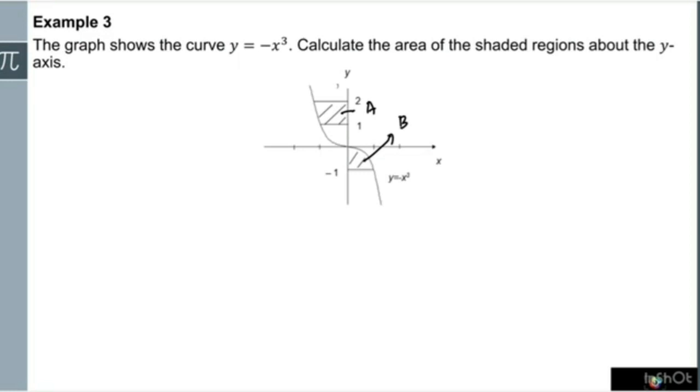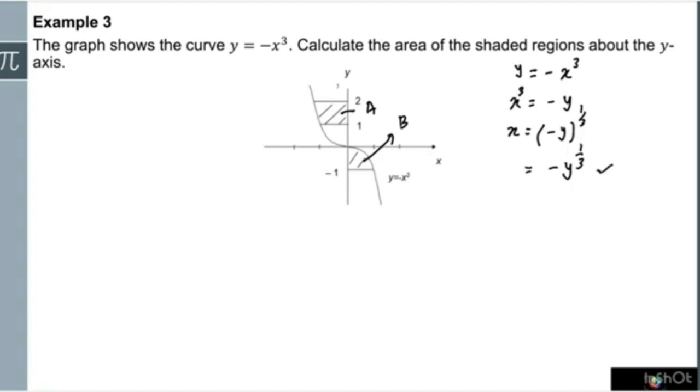So our function here is y equals negative x cubed, right? I'm going to rewrite this function as x equals a function of y. So x cubed equals negative y, and x equals negative y to the power of 1 over 3, or I can rewrite this one as (negative y) to the power of 1 over 3, and I'm going to use this one.